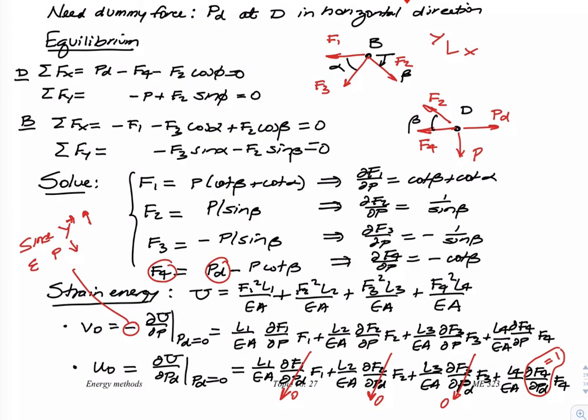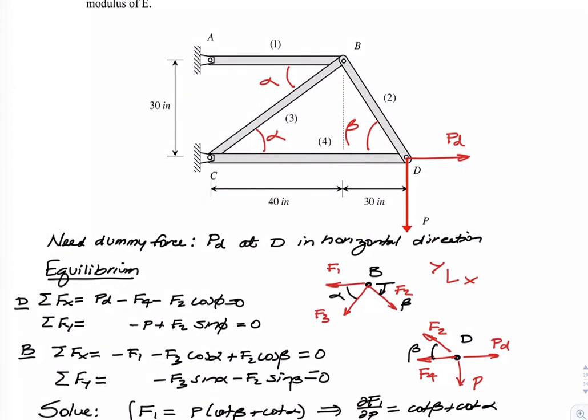U sub D, on the other hand, we had to rely on using a dummy force in order to get that deflection. And we see that that's coming out to be simply our load F4, which is going to be minus P cotangent of beta. So the key step was this dummy force, simply because we are asked to find the horizontal component of displacement. Other than that, it's a very standard kind of Castigliano problem.